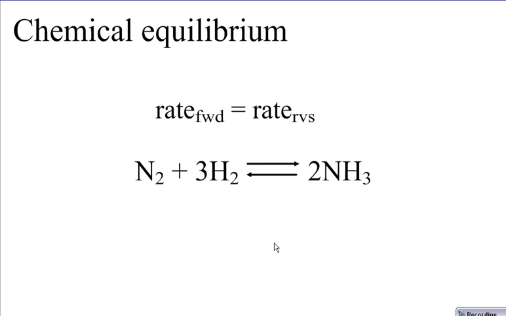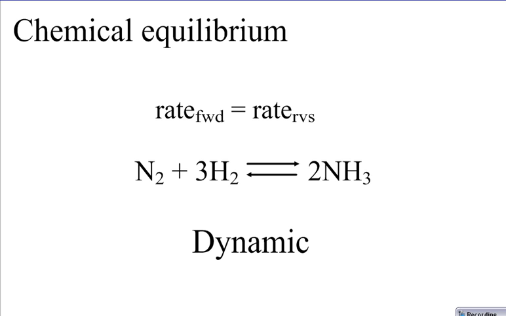We can show which side is favored by altering the size of the arrows. If products are favored, you would have a smaller reverse arrow. And if reactants are favored, or the formation of reactants is favored, you have a smaller forward arrow.